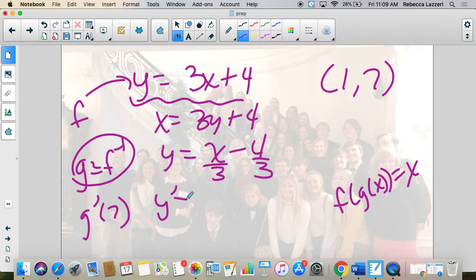So y prime, and somewhere you need to say taking the inverse, and I'll show you that. That gives me 1/3, I think. Is that right? Okay, I think that's right. So the derivative of the inverse was 1/3. There was something else I wanted to show you there, and I can't remember what it is.